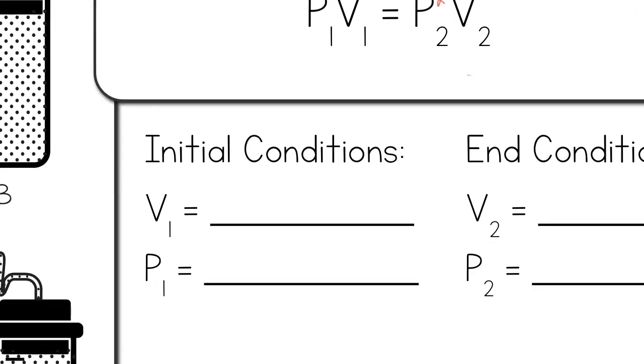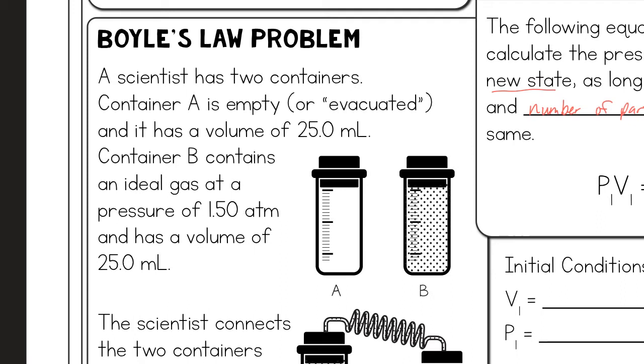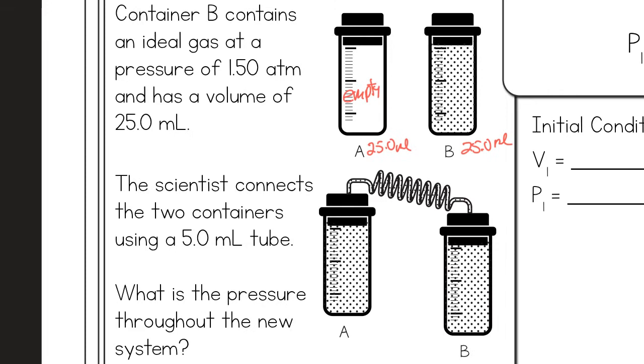So, a scientist has 2 containers. Container A is empty, and I like to write on these, and it has a volume of 25.0 milliliters. Container B contains an ideal gas at a pressure of 1.50 atmospheres, and it has a volume of 25.0 milliliters. So that's my initial condition. The scientist connects the 2 containers using a 5 milliliter tube. What's the new pressure throughout the system?